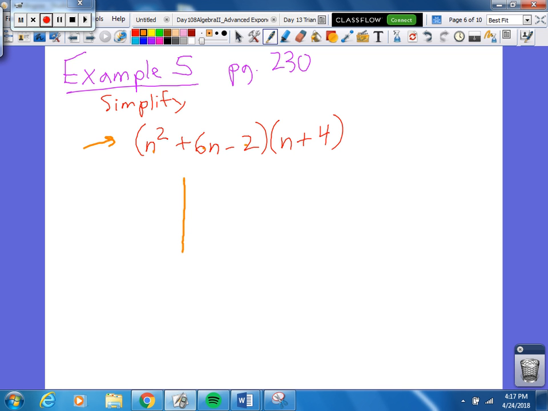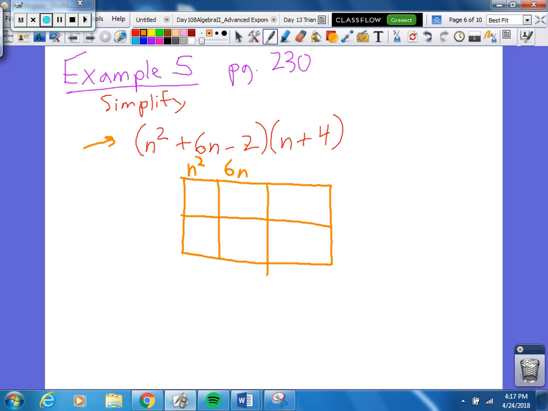Same thing. I'm going to box it, but now I'm going to make it a little bigger. So now on the top I have 3 terms: n squared, 6n, minus 2. On the side we have n and 4. Let's first multiply. So n squared times n is n to the third. Then we're going to combine like terms next. Fill in the rest of the box right now. Pause the video, ready, set, go.